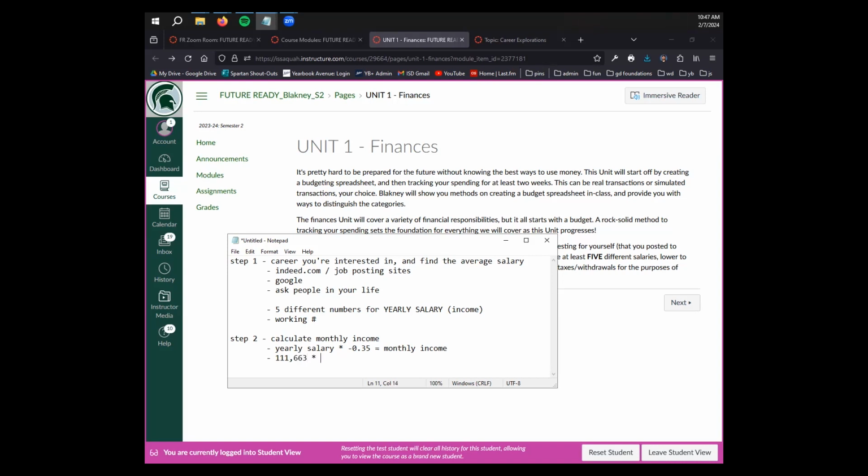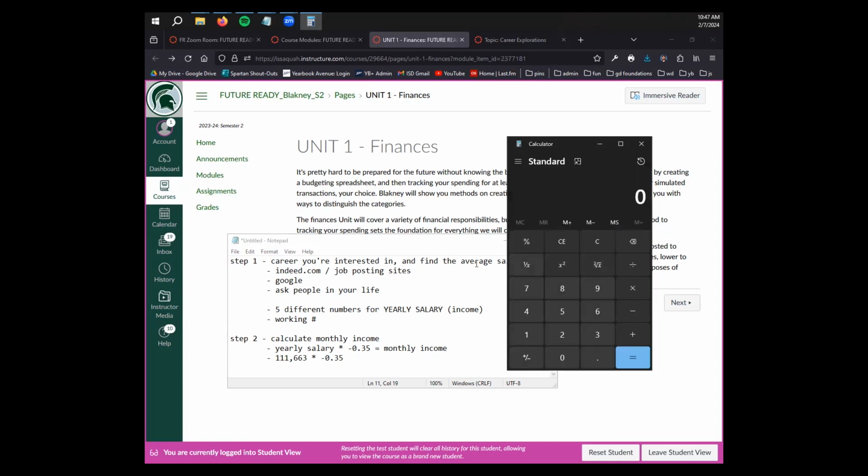So I'm going to multiply 111,663 by negative 0.35. I'm going to do it with not negative 90. That would be a crazy amount of taxes. This is going to equate to about 30%, 35%. And the negative means it's going to reduce it and give you a more accurate yearly income.